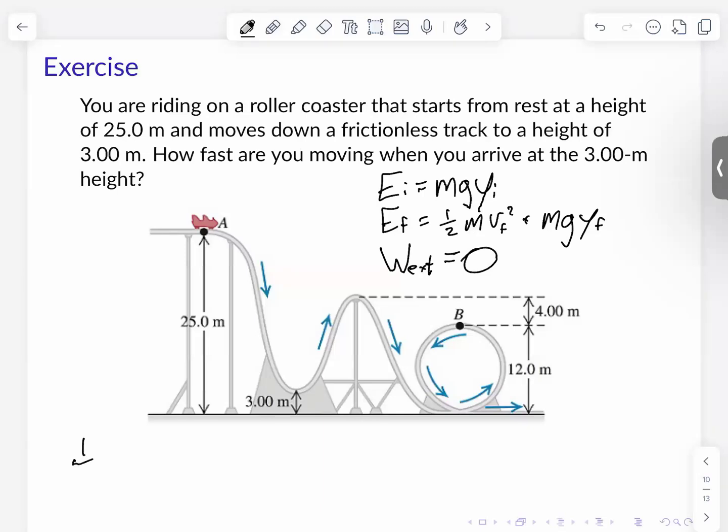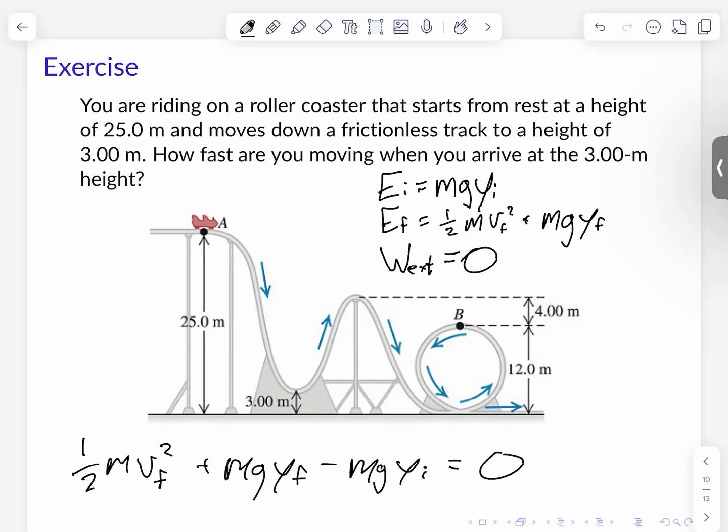So we write down the final expression. Oh, for dog's sake. We subtract off the initial, and we set that equal to the total work. How do I solve for vf? How do you solve for vf? I solve for vf by simplifying first.